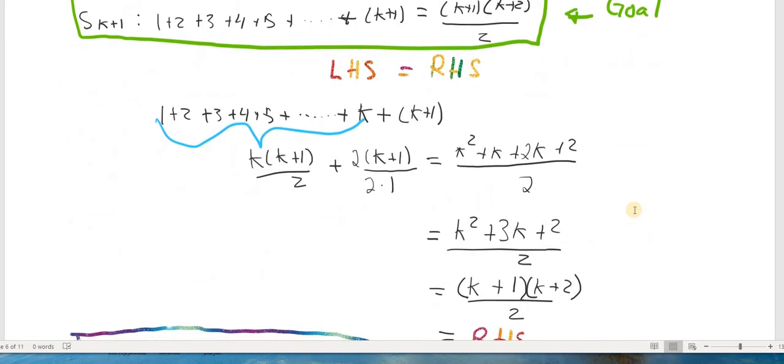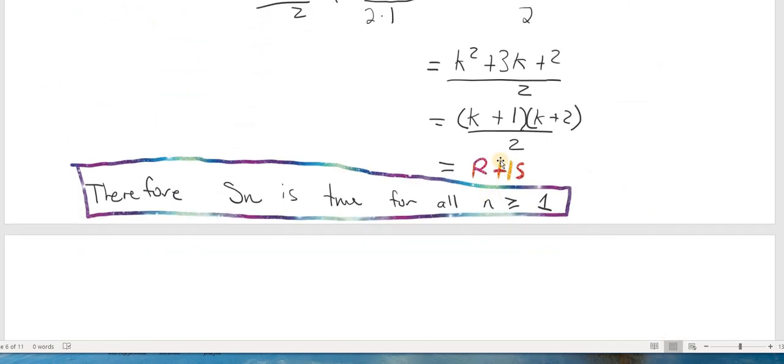So that means we're officially done. We got the right-hand side. And then if you want to make it official, the way you write it is: therefore, the formula that we started off with has been proved. Therefore, Sn is true for all n greater than or equal to 1. So that is basically the idea of mathematical induction.